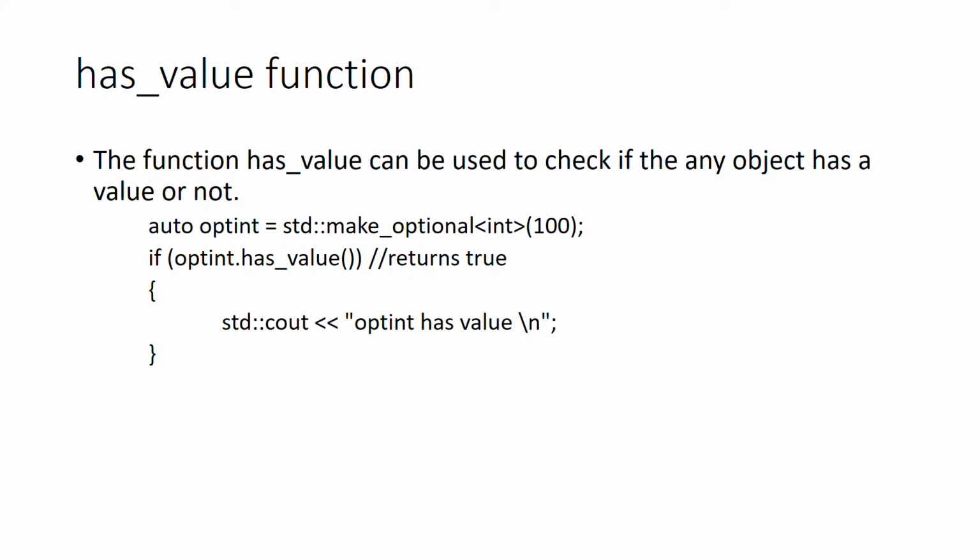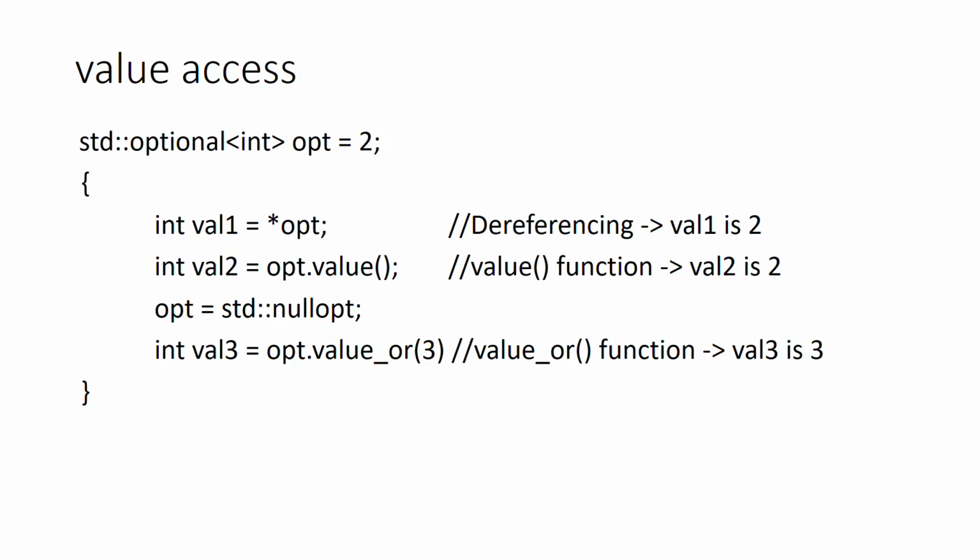So let's see another important function called has_value. Whether the optional object contains a value or not can be checked using this function. It's very simple and easy to use, and based on whether the optional object contains a value or not, you can perform some operations.